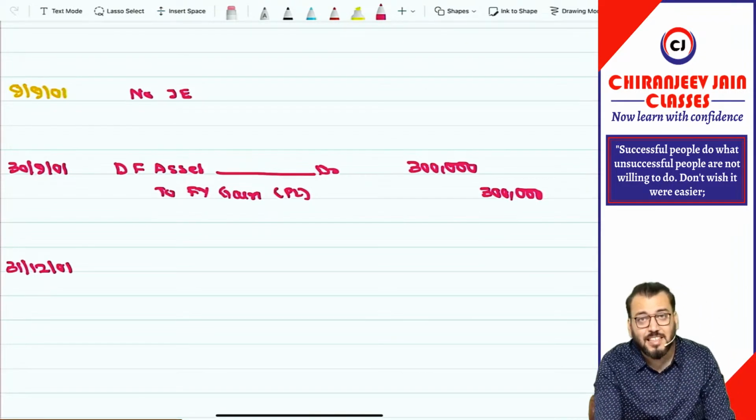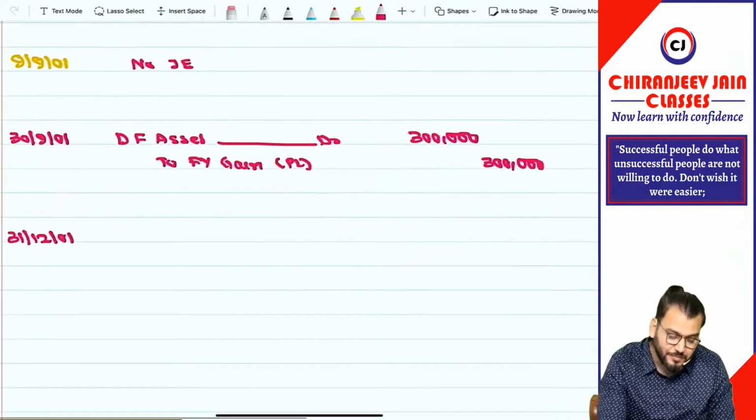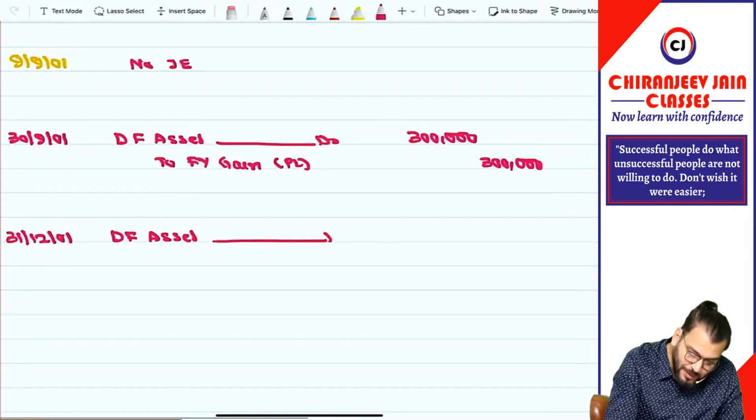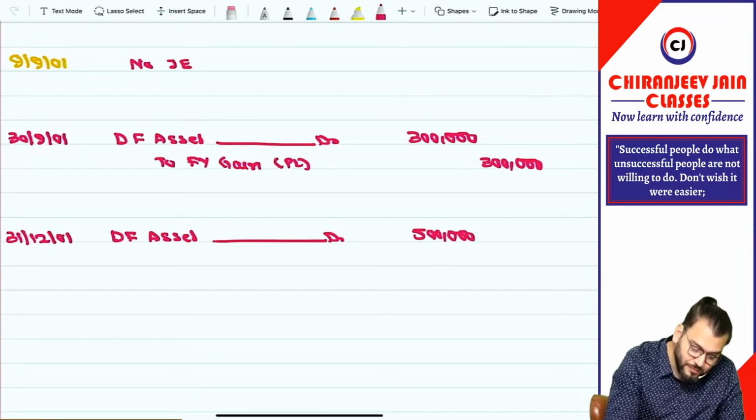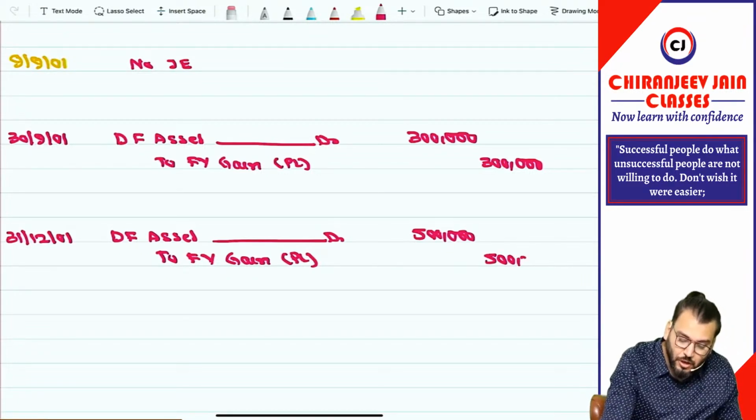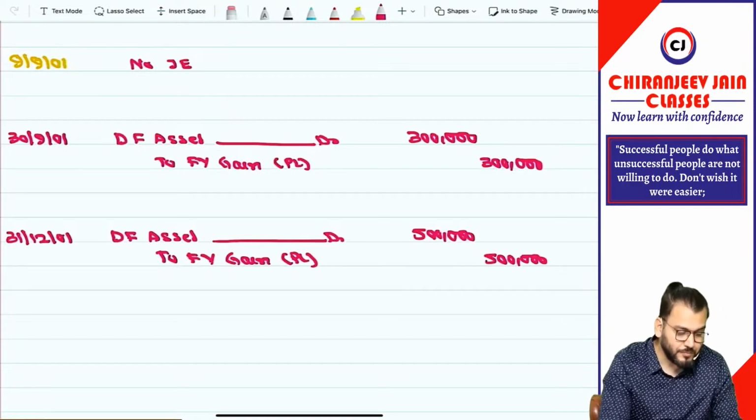Correct. Once again there is a gain and your asset now becomes 8 lakh, meaning increase the asset by 5 lakh. So derivative financial asset, you need to increase the asset by rupees 5 lakh, and there is a gain of what? 5 lakh to fair value gain, transfer to PL 5 lakh. Got it? Correct.